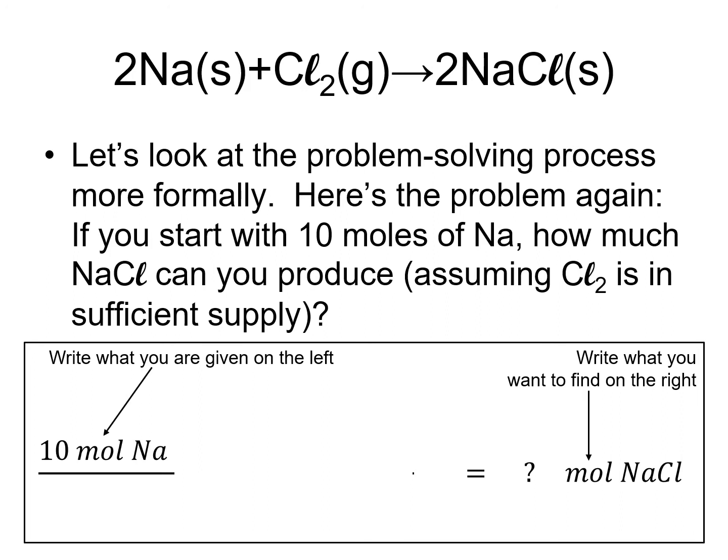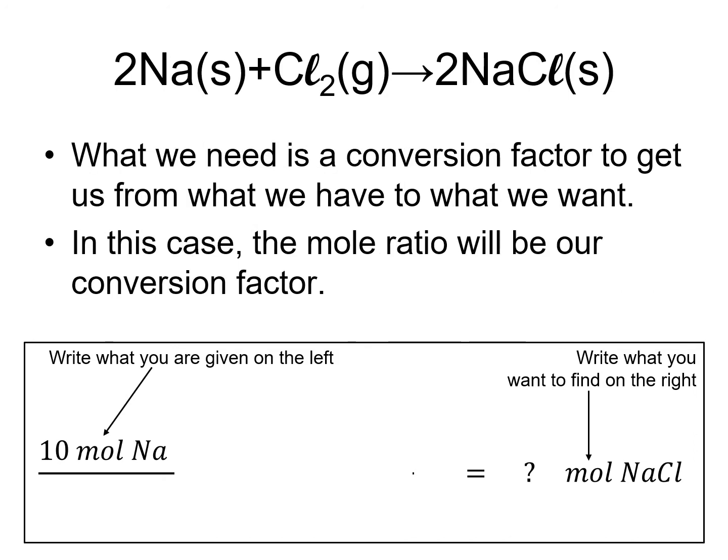And so what we need in between is a conversion factor. We need something that is equivalent to 1 that will change from moles of sodium to moles of sodium chloride. And where that comes from is the balanced chemical equation. The mole ratio, 2 moles of sodium to 2 moles of sodium chloride, can be a conversion factor. We'll put the 2 moles of sodium on the bottom of the fraction so that when we multiply 10 moles of sodium in the numerator of the other fraction, those moles of sodium will cancel out. We can just mark right through them.